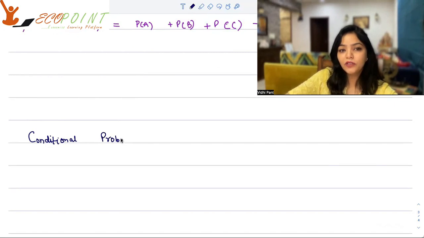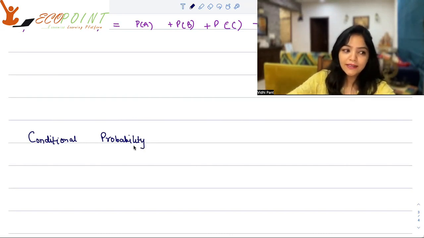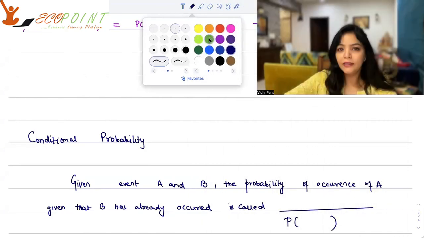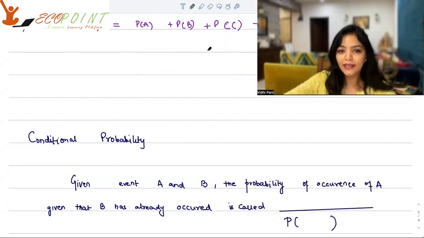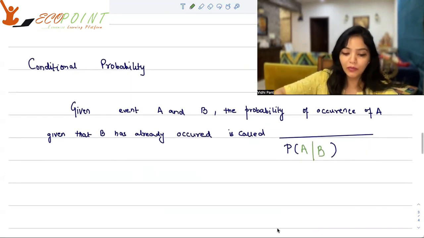Now, what does conditional probability mean? As the name suggests, you have some condition. So some event is happening given something has already happened. So that's the condition. Given that you have two events, A and B, the probability of occurrence of A, given that B has already occurred, that's called the conditional probability of A given on the condition B. This is what is your conditional probability.